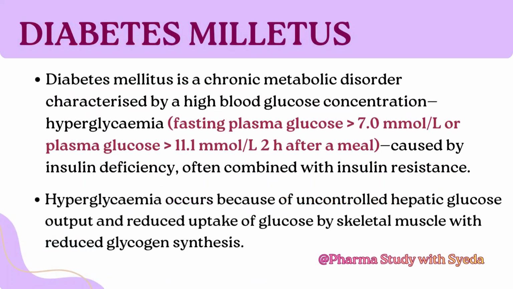It is diagnosed when fasting plasma glucose is more than 7.0 millimoles per liter, or when plasma glucose is above 11.1 millimoles per liter 2 hours after a meal. It occurs due to insulin deficiency, often combined with insulin resistance. As a result, the liver releases excess glucose, and skeletal muscles cannot properly take up glucose or store it as glycogen, leading to persistent high blood sugar levels.